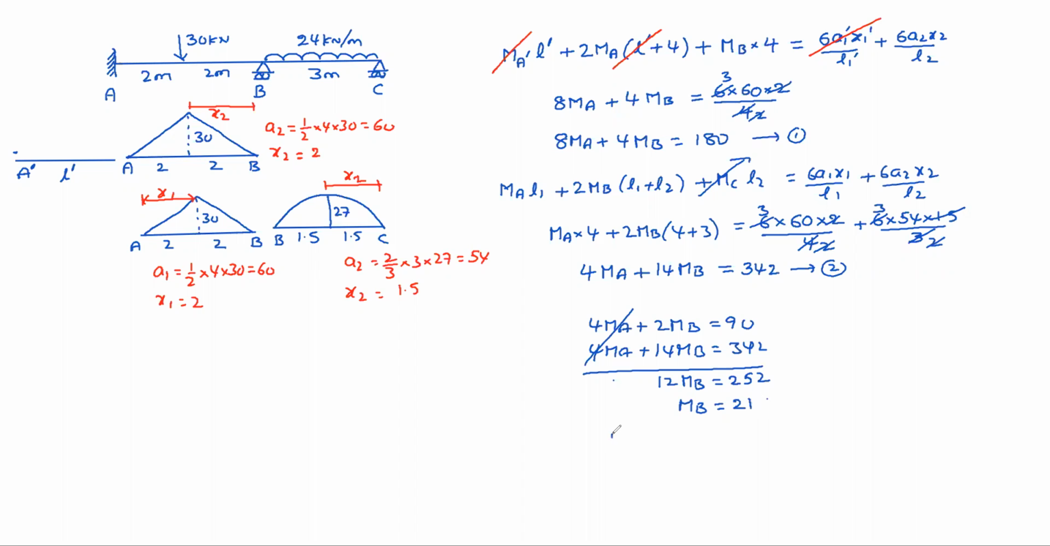MA, from any of these equations, MA equal to 90 minus 2 times MB, 21 by 4, equal to 12. So 21 and 12. After getting this, finally you can find the reactions and all those things.